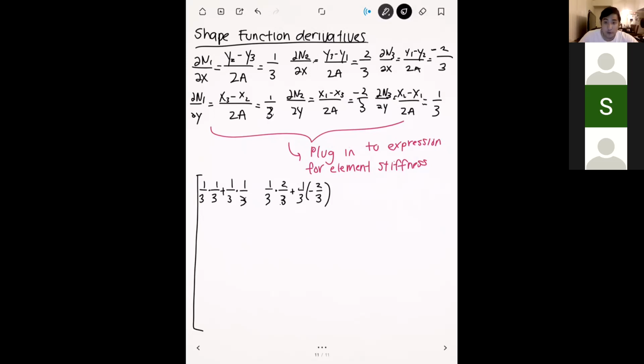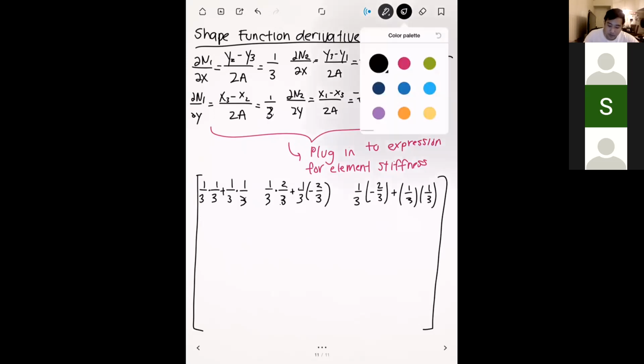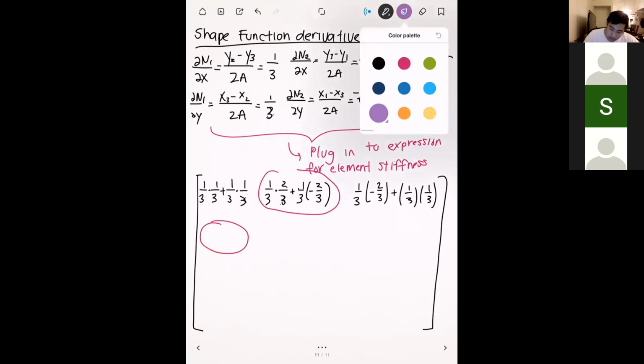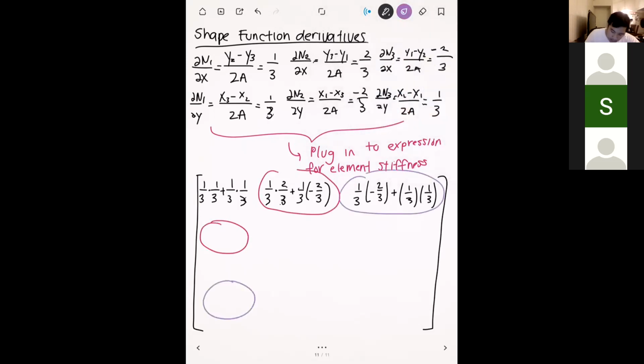And then finally, in the top right here, we have positive 1/3, sorry, which is dN1/dx, and then we have a minus 2/3, which is dN3/dx, and then we have a positive 1/3 and a positive 1/3. I'm going to be cheap again and say that this is symmetric, so I'm not going to compute all of these. Because of symmetry, this entry is equivalent to this one, and this one is equivalent to this one.